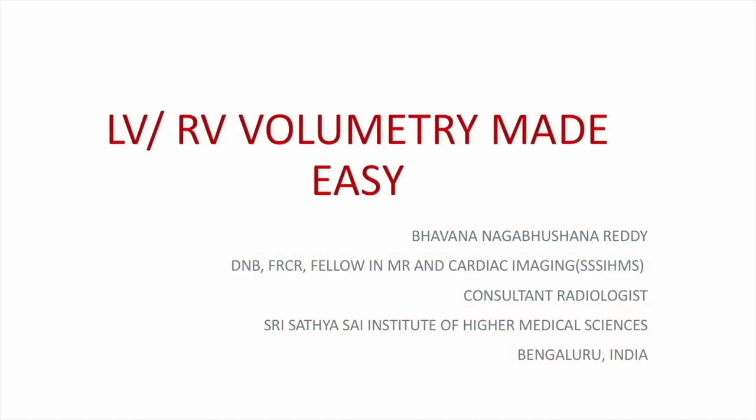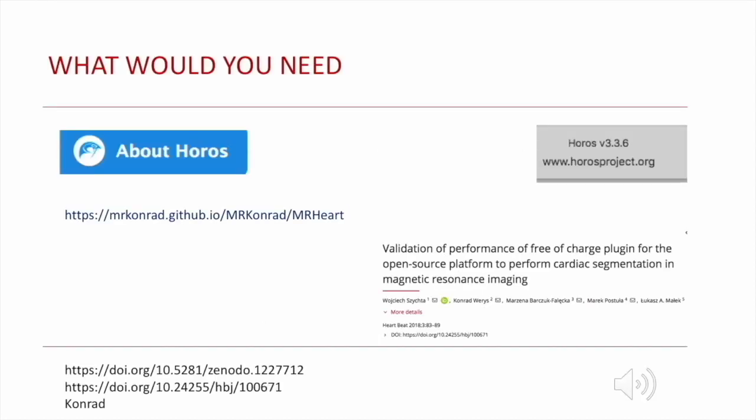Hello everyone. I will be demonstrating how to perform LV and RV volumetry. CMR provides a wealth of information about quantitative evaluation of both LV and RV. Not all of us may have access to this. If you have a Mac, I would suggest a simple way of doing this. Download and install Horos, which is a free open source medical image viewer. Download the latest version, that is Horos 3.3.6.